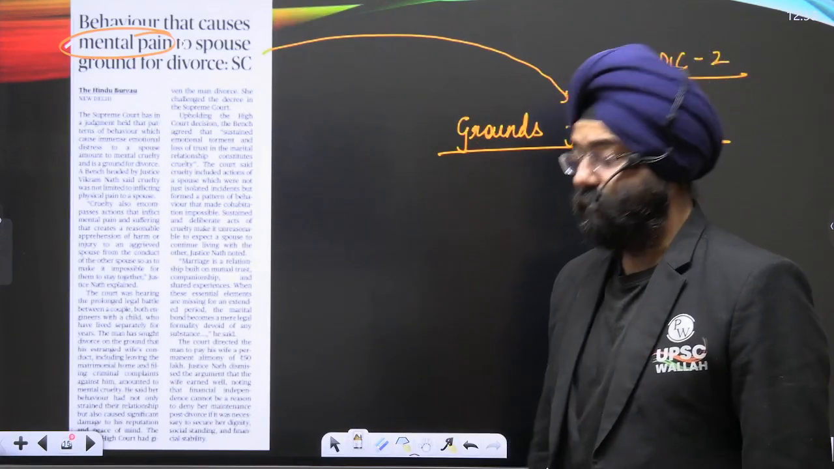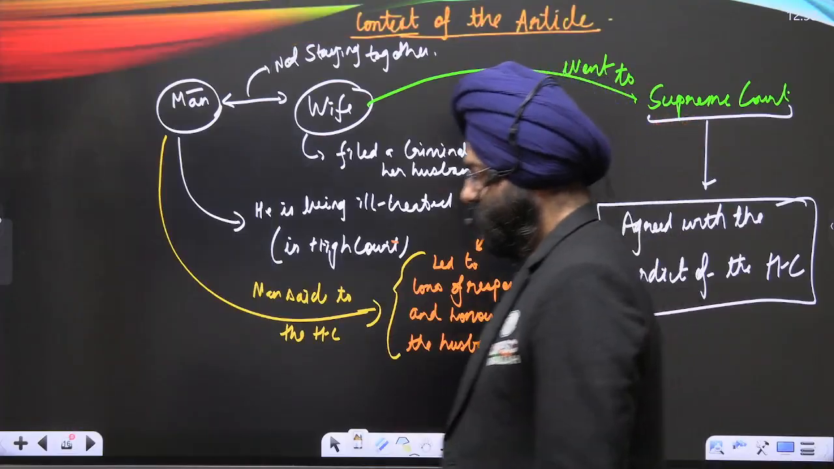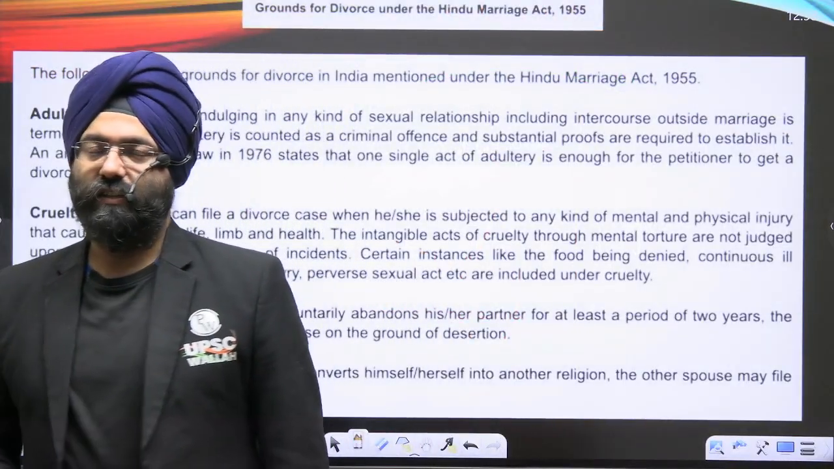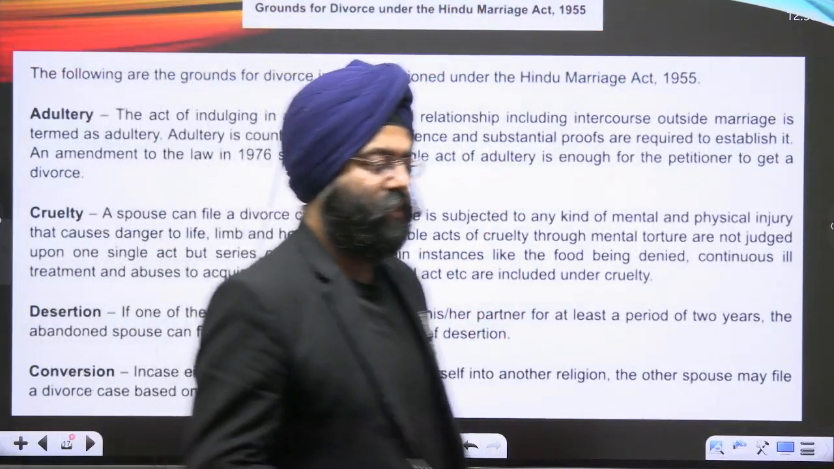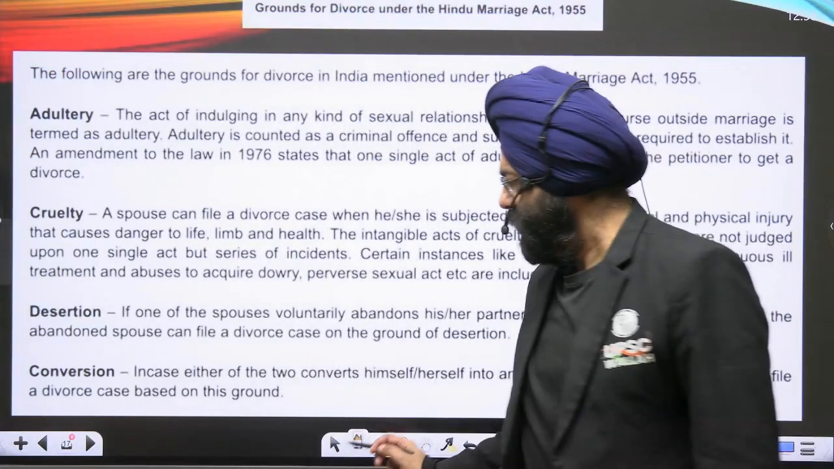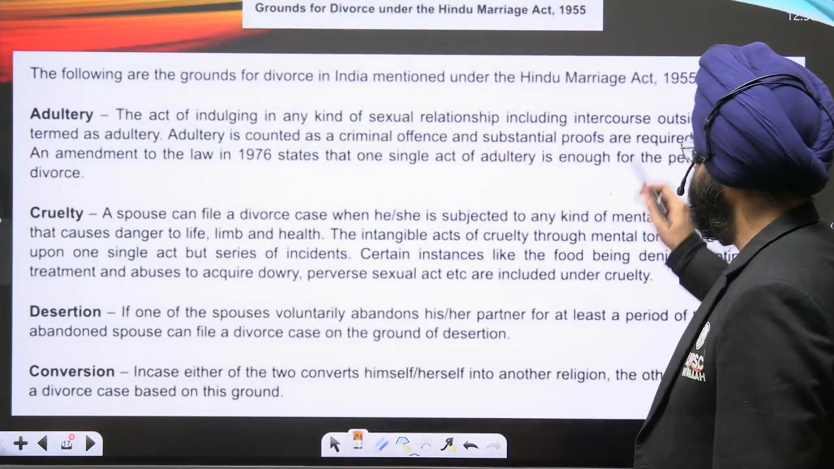That means mental pain. Now please understand, it is again one of the additions to the various judgments that are given by the Supreme Court. Now we should be analyzing through various acts also that what are the grounds for divorce under which you can basically get a divorce.